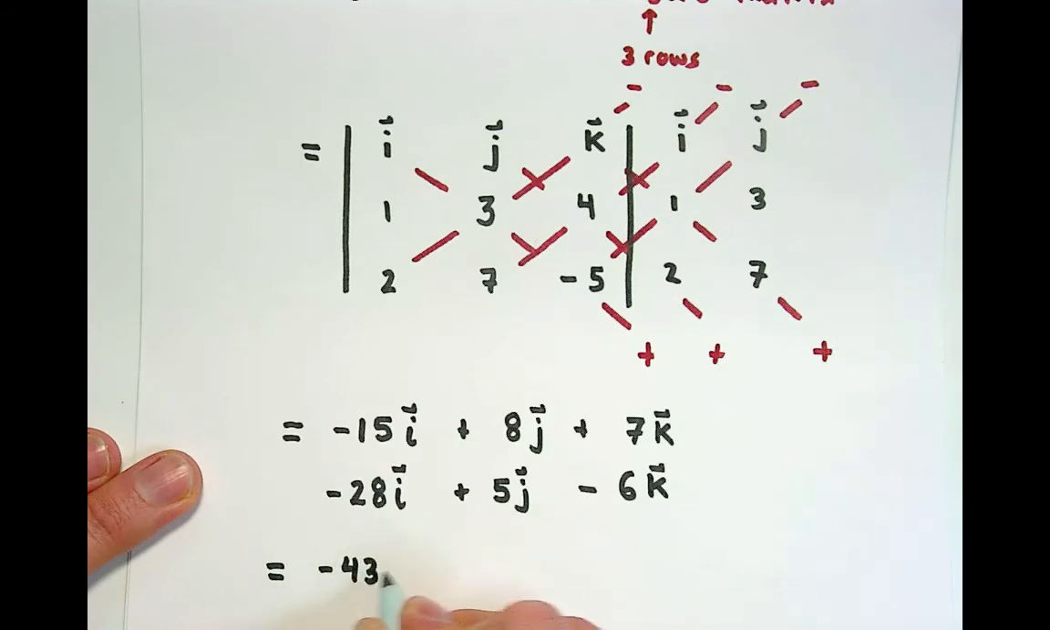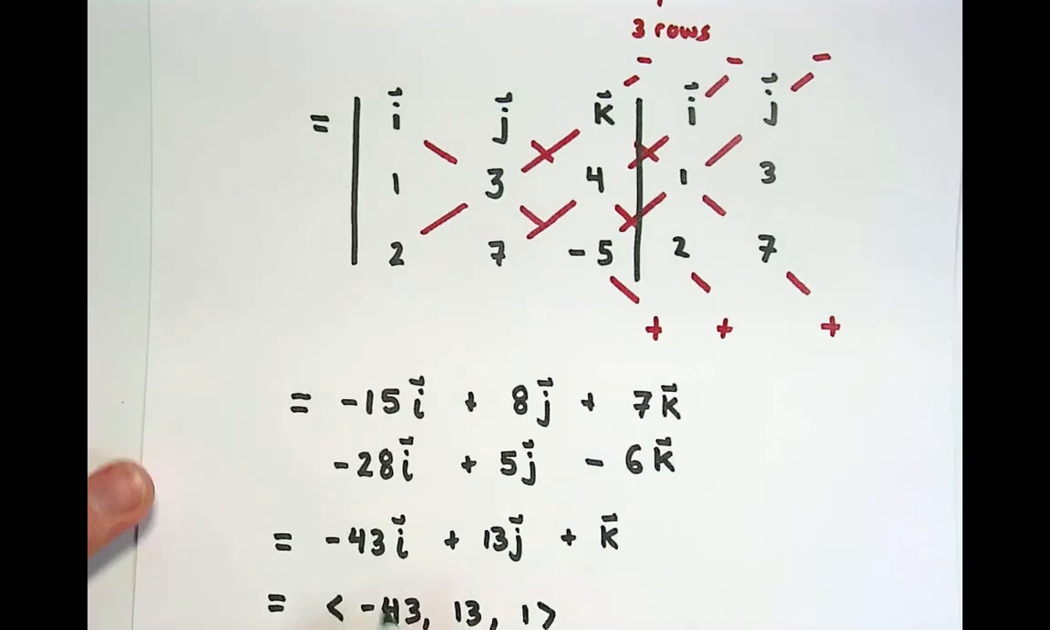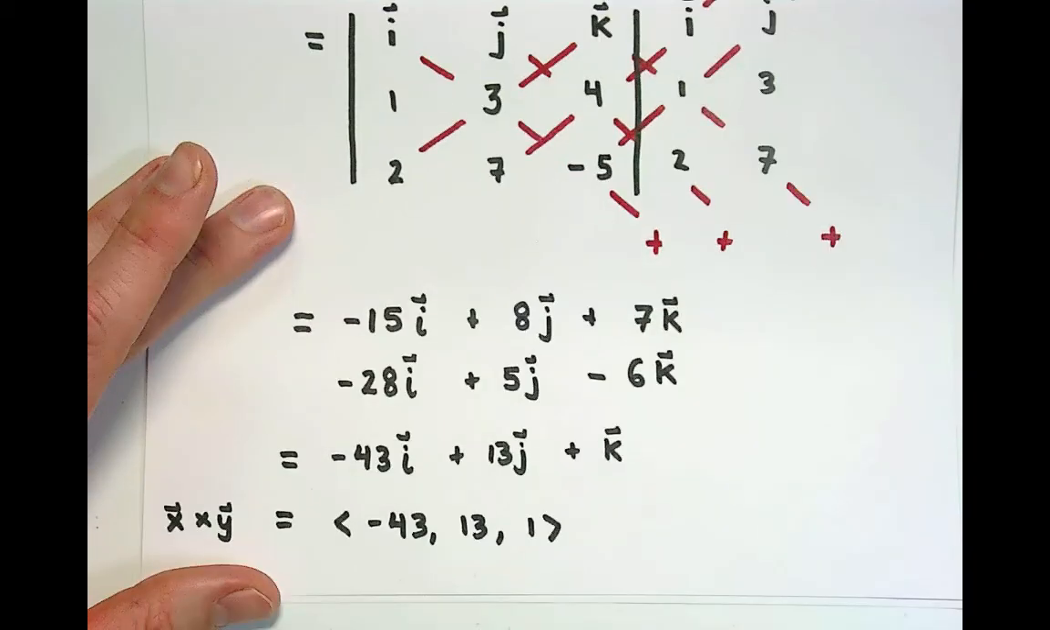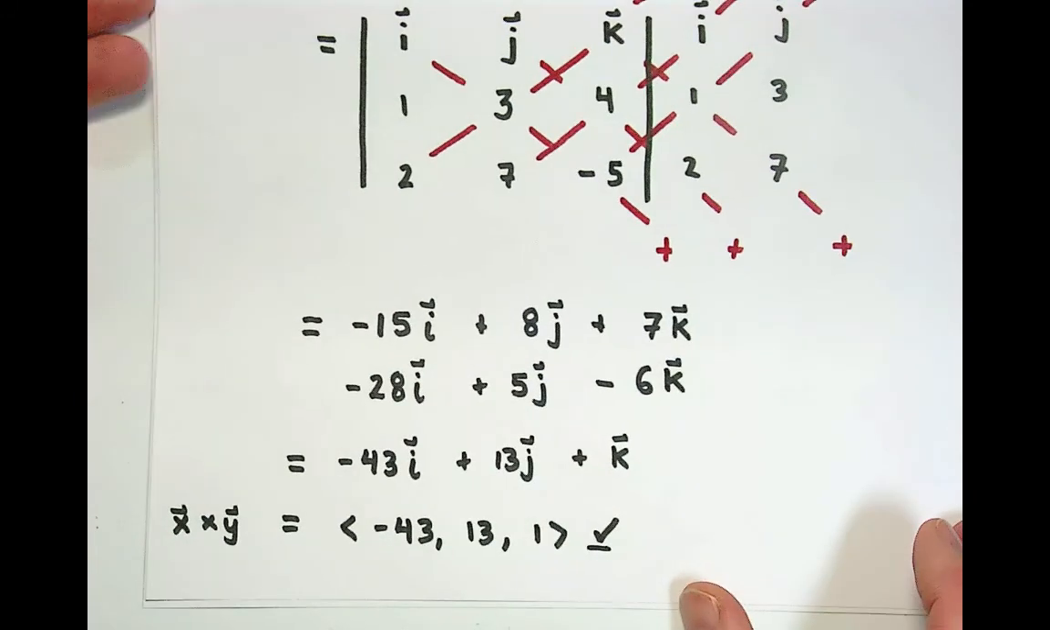This is minus 43i plus 13j plus k, which if we write in component form as a vector is minus 43, 13, and 1. And we claimed that this was x cross y, right? Do you notice something about the connection between the solution that we got previously using the component form and the solution that we got using this trick? They're identical. Pretty cool, right?